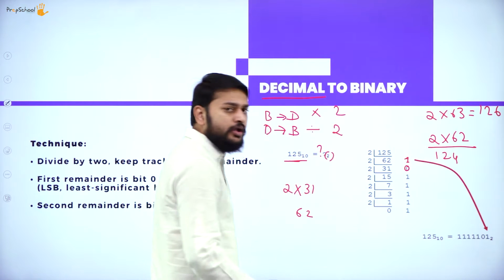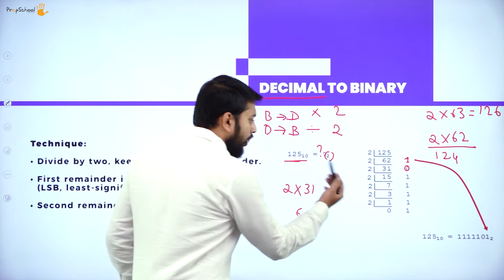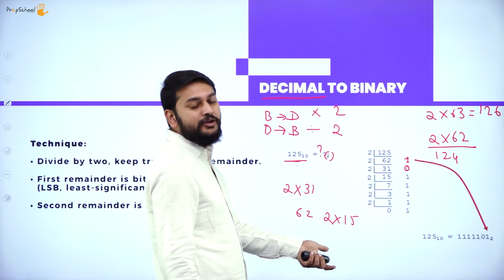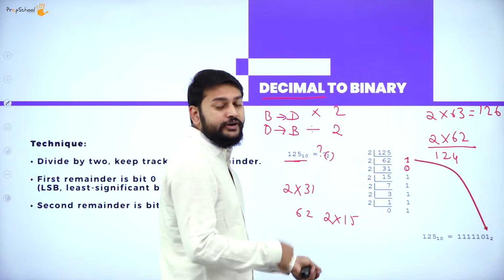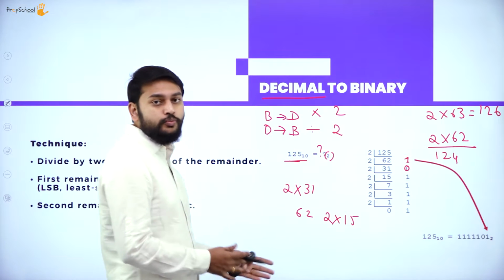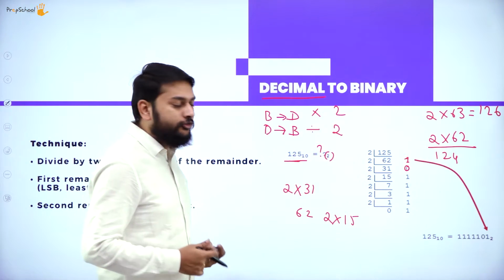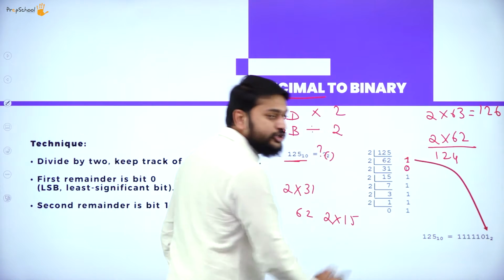Again, I have 31. I have to divide it. So how do I do it? 2 into, I have 15. I've written 15, so it will give me 30. All right. Suppose if I take 16, it will be 32. It's more than that, so I should not take that. So I'm restricting myself to 15. I'm writing 15. The remainder is 1.